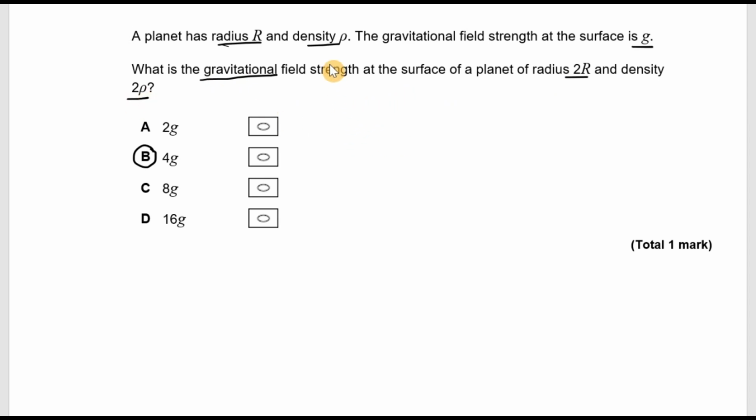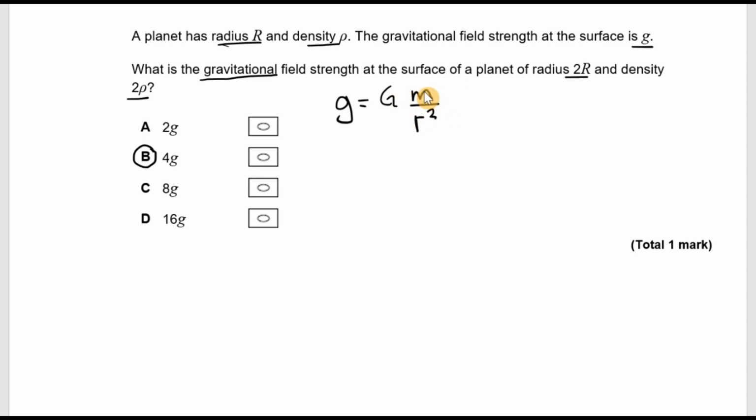So I'm going to start by thinking what equation is going to be helpful in answering this question. And the obvious equation is gravitational field strength is equal to the gravitational constant multiplied by the mass of the planet over the distance from the centre of that planet squared.